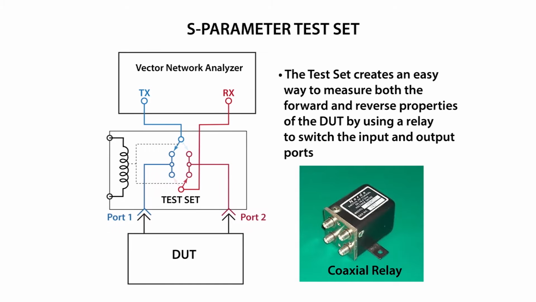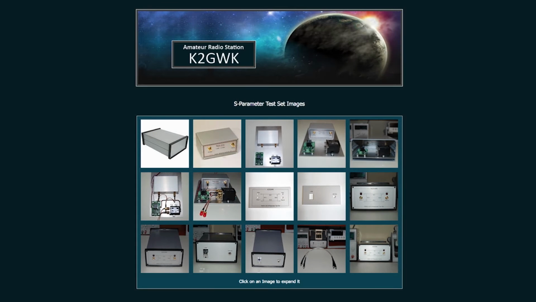The coaxial relay takes special care not to introduce any impedance discontinuities that would influence the measurements. There is a website that has very helpful instructions for building an S-parameter test set for the SDR-Kit's Vector Network Analyzer. The link is http://k2gwk.com/sparameter.html.